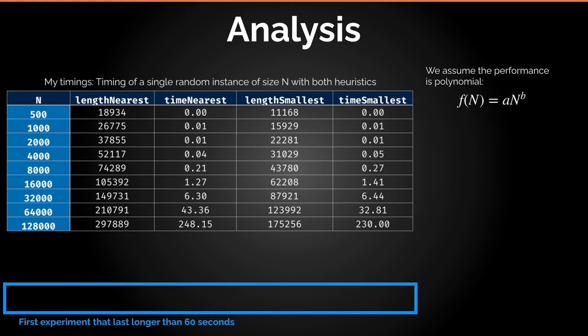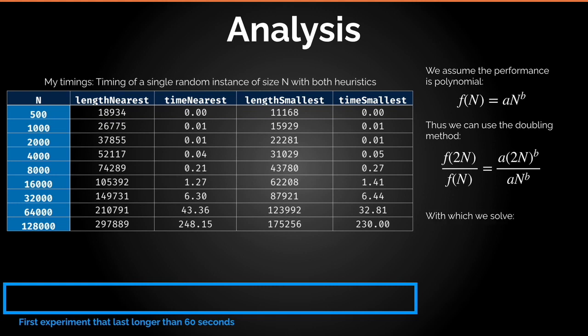The last thing that I want to say is that you are going to be applying the doubling method to compute the running time of this. So, a quick recap of the doubling method. We assume the function is polynomial. We pick a point and the same point doubled. And by using these 2 points, we're going to be able to deduce the factor a, which is the constant factor, and the factor b, which is the exponential factor of this order of growth.